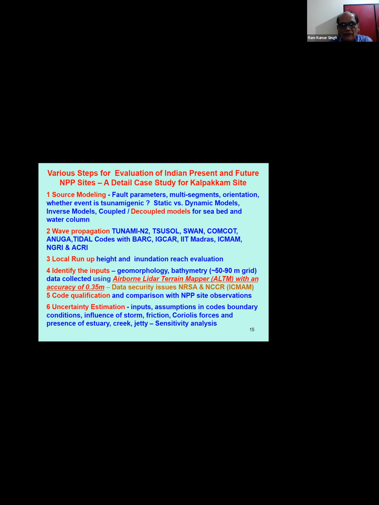So the first task was to identify what should be the kind of grid, and for that we had support from the National Remote Sensing Agency and NCCR, Ministry of Earth Science. They collected the data at a very fine interval with an accuracy of almost 0.35 meter, with a geomorphology and bathymetry grid size of about 50 to 90 meters, because in the open literature at that time, only very crude grid data were available.